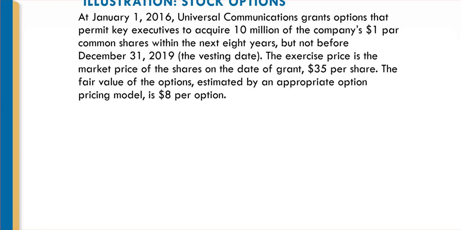Okay, so they can acquire shares of stock within the next 8 years, but they only can start doing it at December 31st, 2019. So we're going to do the compensation expense in the same way. We have to figure out how many years is in between those time periods. Now, I'm tempted to take 2019 minus 2016 and just do it that way.